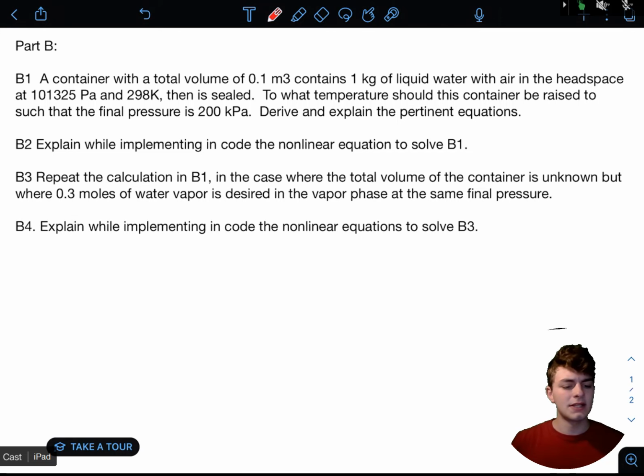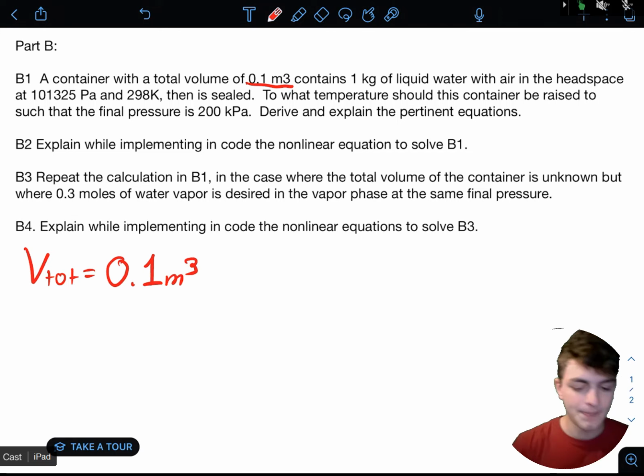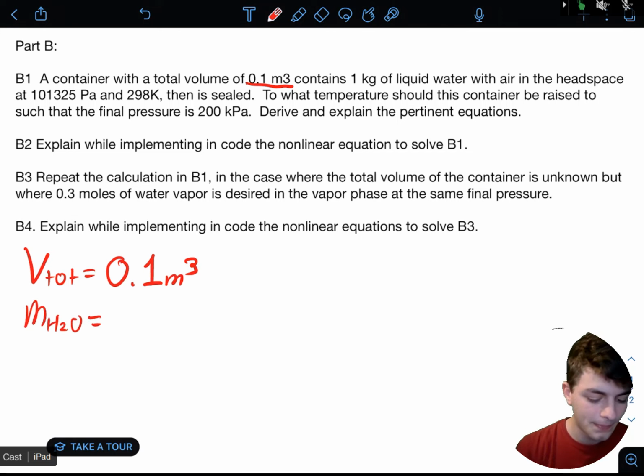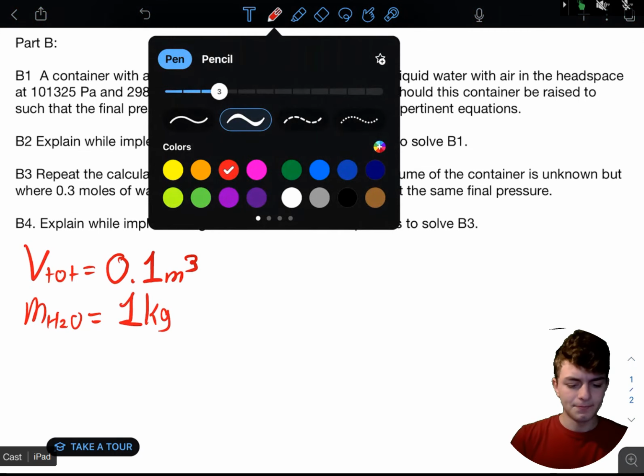Alright, so prompt B1 discusses a container, and I'll go ahead and read the prompt for you guys here. It says a container with a total volume of 0.1 meters cubed. Well, that should jump out to us initially as a given. We know the total volume of our container here is 0.1 meters cubed. It also contains 1 kilogram of water. Awesome. With air in the headspace, okay, so now we know that there's two components to this system here.